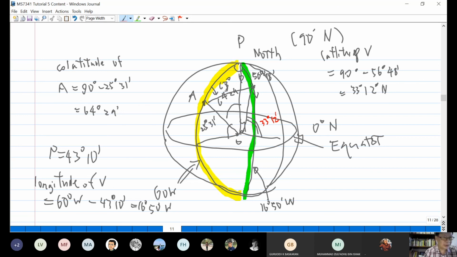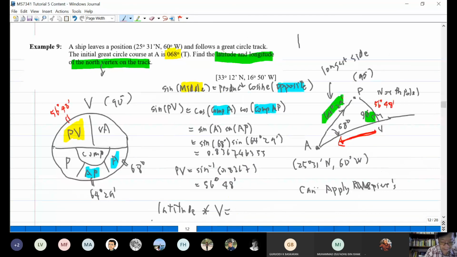Okay, draw a picture again so that you can see this picture. So that's how you answer the last part, which I forgot to do just halfway only. The latitude of V in this case is 90 degree minus 56 degree, 48 minutes, which is equal to 33 degree, 12 minutes.